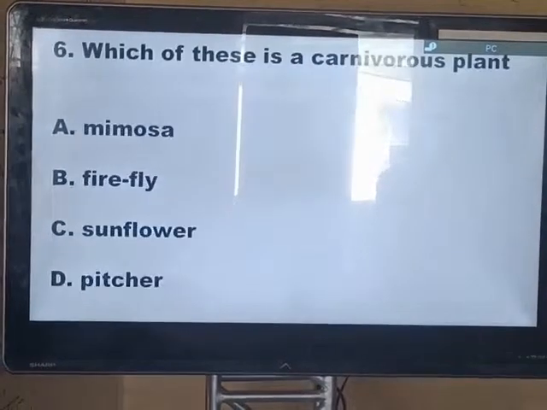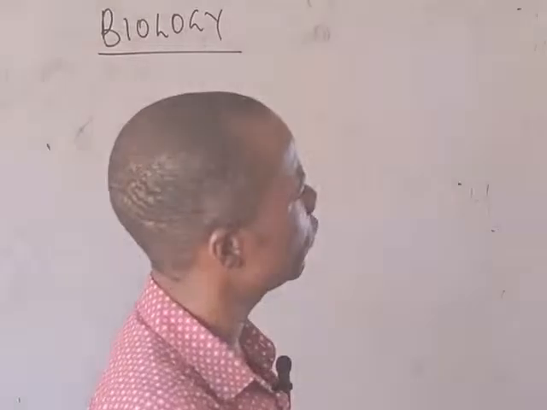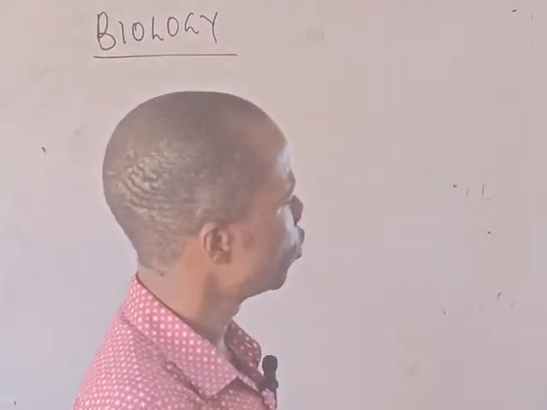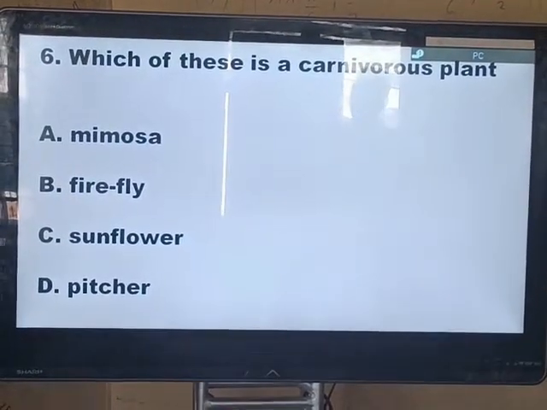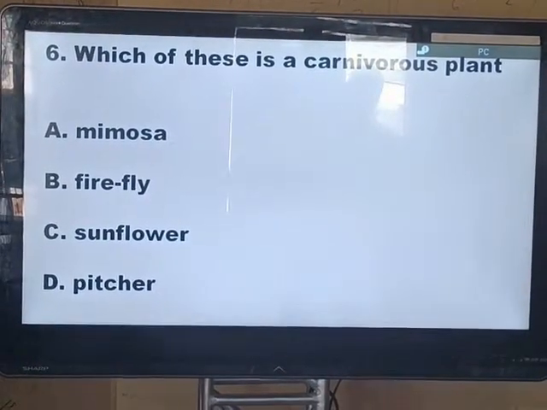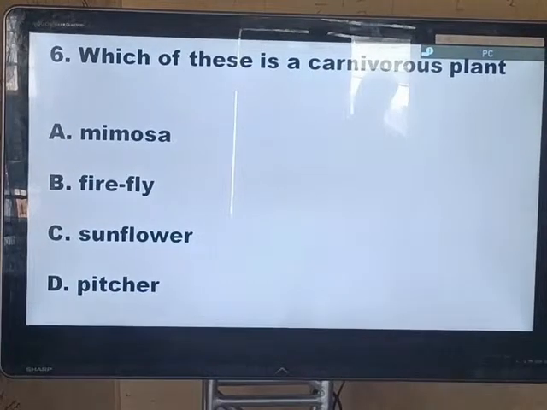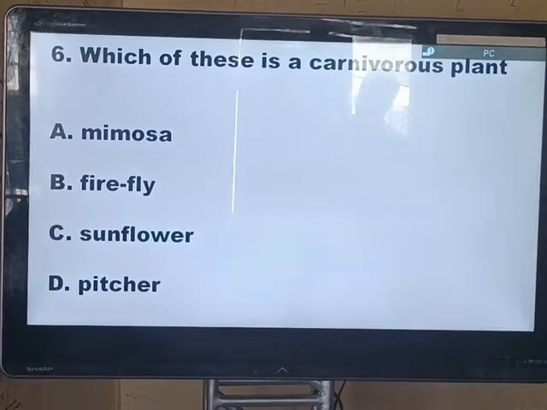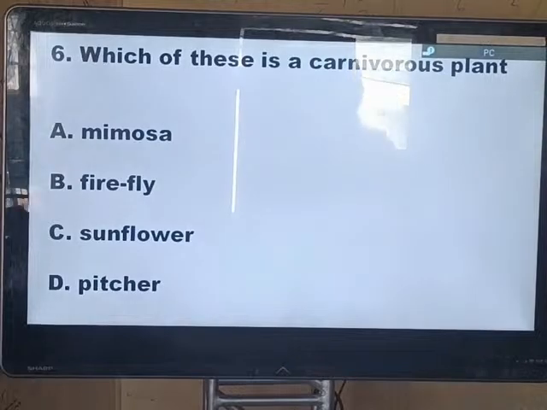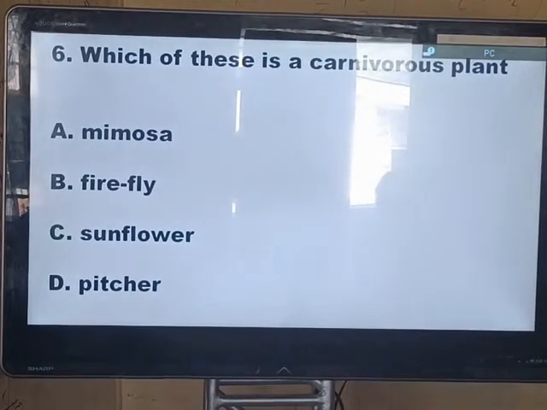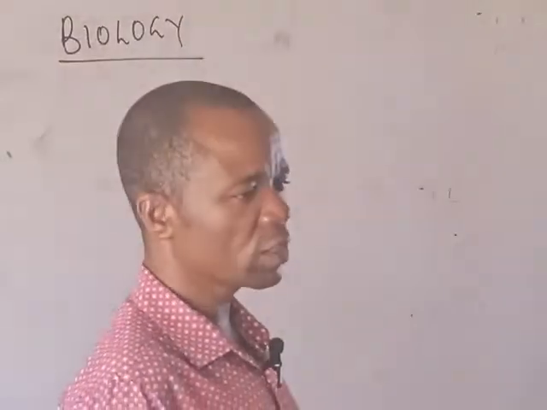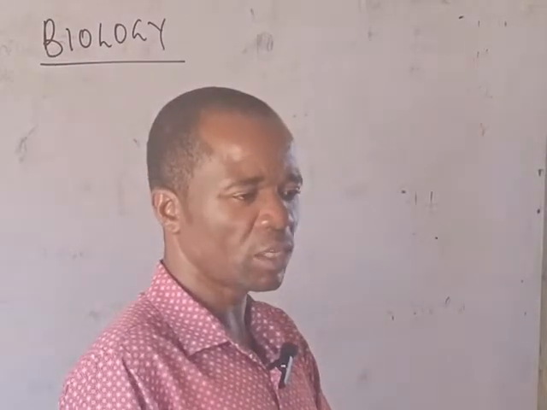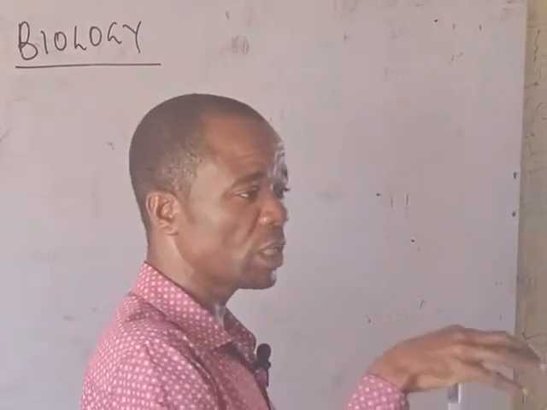Let's go to number 6. Which of these is a carnivorous plant? A, mimosa, B, firefly, C, sunflower, and D, pitcher. The full name for pitcher would be pitcher plant. First things first, what's a carnivorous plant? Carnivorous plants are also called insectivorous plants. Those are the plants that trap, capture, and digest insects in order to absorb nitrogen from them. These kinds of carnivorous plants are found in nitrogen deficient soils.